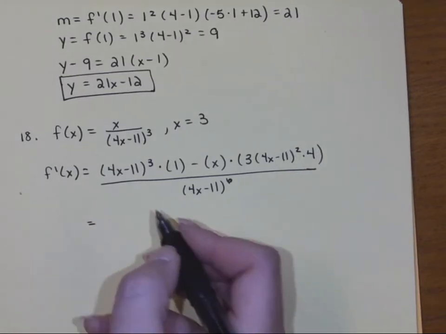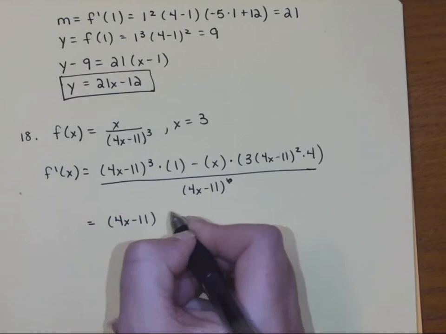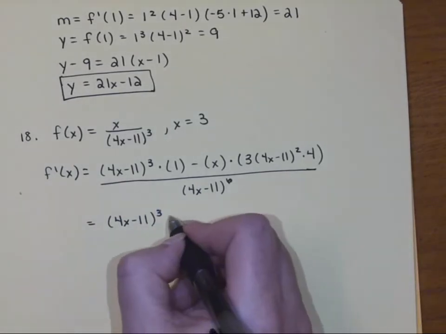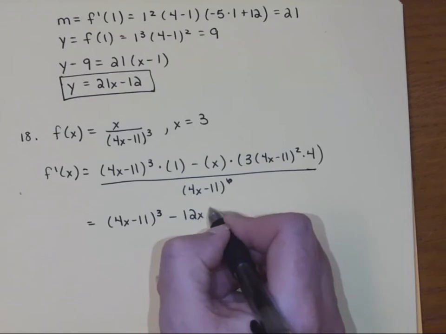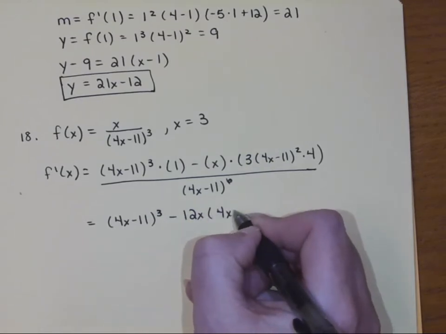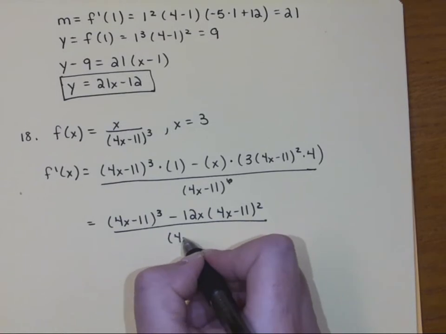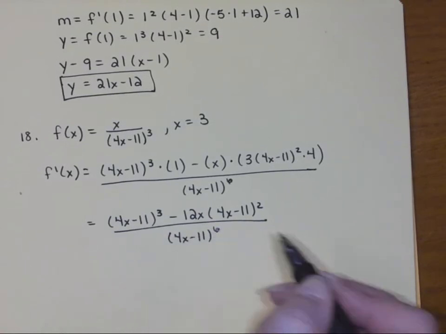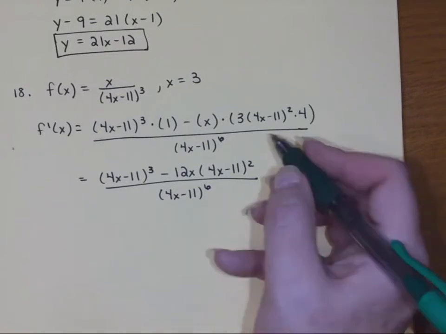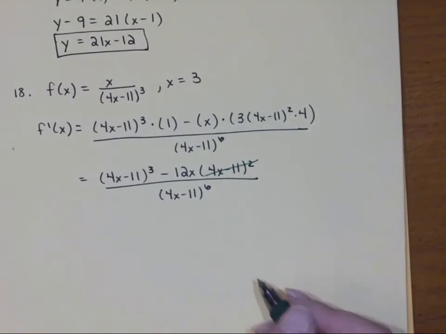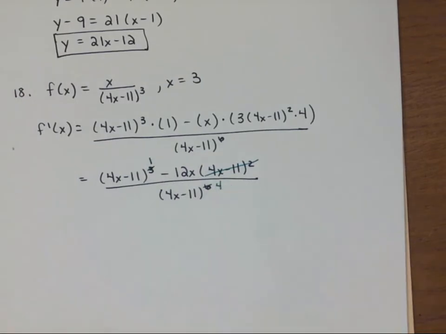So this one's going to clean up quite a bit. So we're going to get 4x minus 11 cubed, right? Minus, if you combine x times 3 times 4, you get 12x times 4x minus 11 squared. Now what I hope you can notice is that there's a 4x minus 11 squared at least in everything. So this is going to be able to cancel. It's going to leave 1 here, and it's going to leave 4 here.